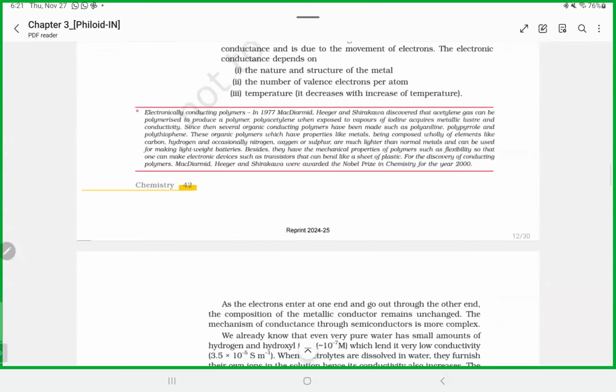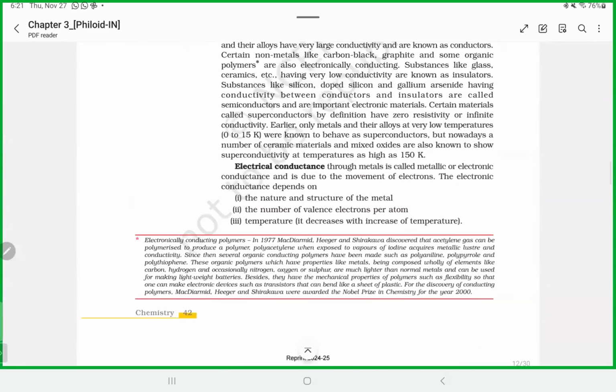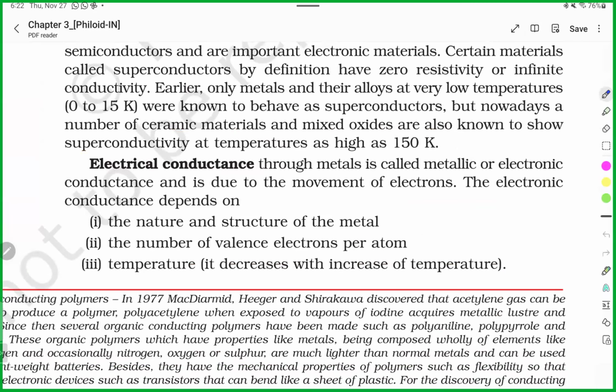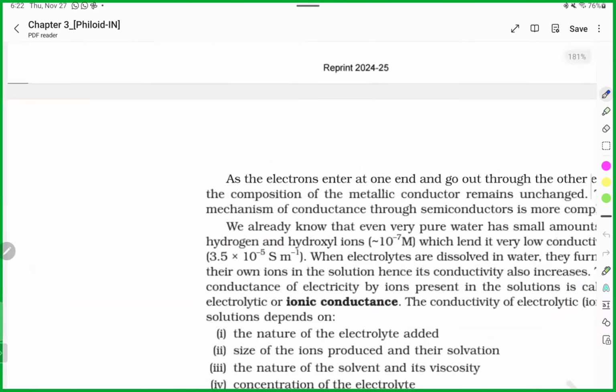Conductance, we are done with. All these are the factors that decide the conductance: nature, number of valence electrons, and temperature, right? If you increase temperature, what happens to electrical conductance? Chinmay, what is electrical conductance? Normal metal. And for a normal metal, conductivity will decrease as you increase temperature. Why?